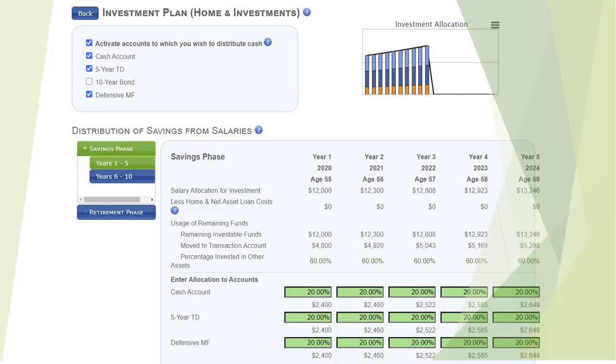The investment plan is used for quick allocation of salary savings to investments. Each of the accounts ticked have a 20% allocation from the salary savings. There is no allocation to the bond account. The remaining 40% is transferred to the transaction account. The normal rule for the investment plan allocation is that funds are allocated on a monthly basis. The exception to this rule is the allocation of funds to term deposits and bonds.